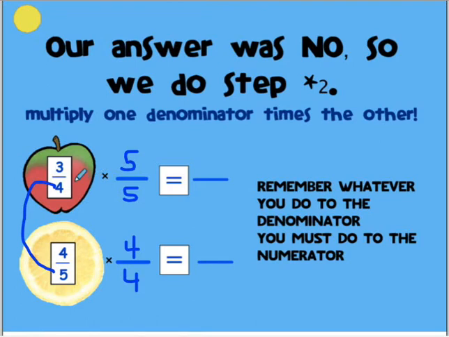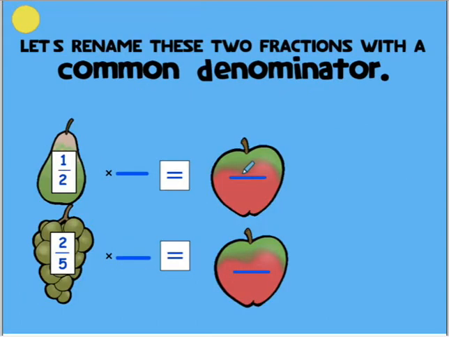Then I'm going to multiply across. 3 times 5 is 15, and 4 times 5 is 20. And down here, 4 times 4 is 16, and 5 times 4 is 20. And we finally reached our goal. They now both have a common denominator, which means I can either add these together or I could subtract them, and I would be able to do it.